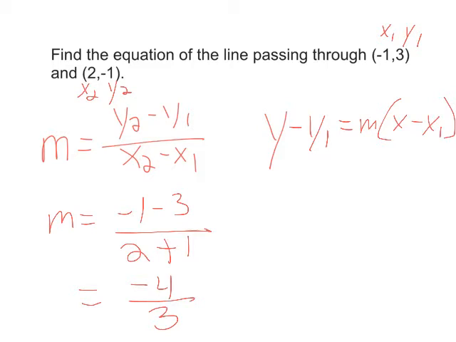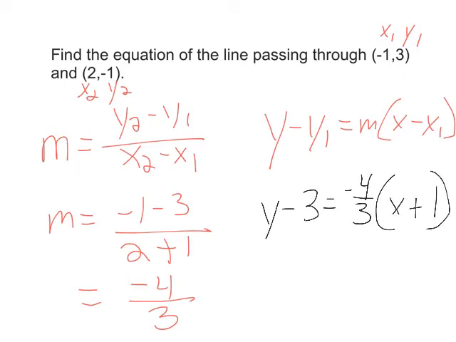And then you can pick either point you want. I'm going to go ahead and use that first point that I've already got labeled x1, y1 to plug in for my two variables there. So y minus y sub 1, which is 3, is equal to negative 4/3 times x minus x sub 1. So y minus 3 is equal to negative 4/3 x minus 4/3.